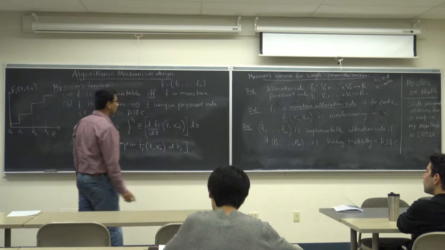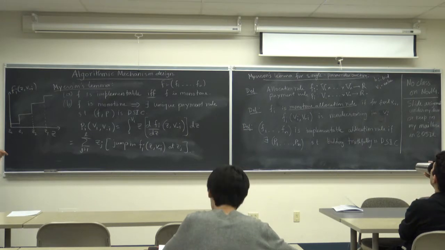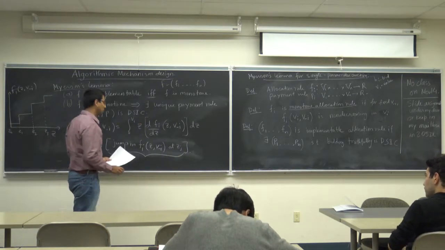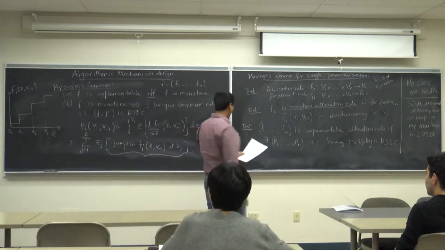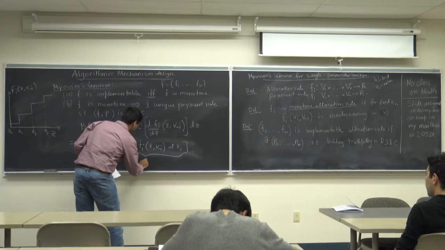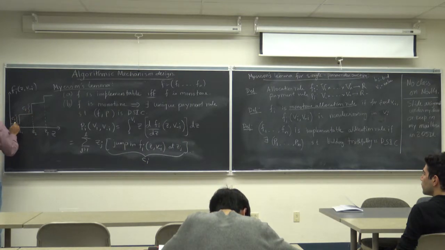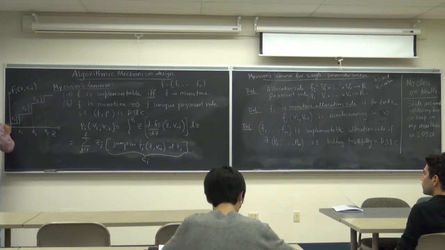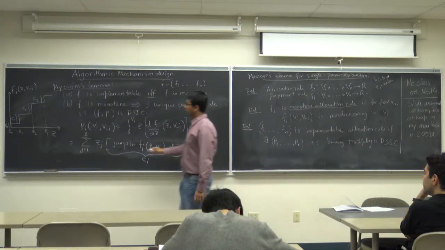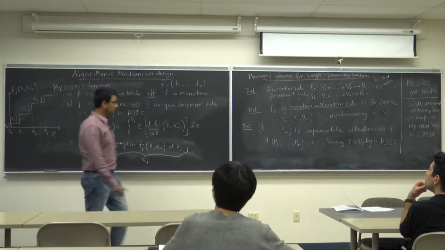What should I write it as? Let me use beta. Have we used beta? Yes, we used beta before. What name should I give it? Let me give it CI, but this is only for this particular case. So this is my C0, this is my C1, C2, C3, and so on. So the payment is Z0 C0, plus Z1 C1, plus Z2 C2, plus Z3 C3, and so on. That's the payment.